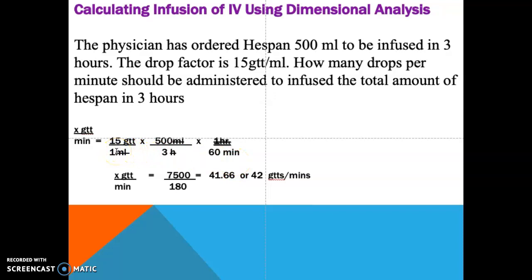So if you multiply 15 by 500, that will give you 7,500. And then you have 60 times 3, that will give you 180. If you divide 7,500 by 180, your drops per minute will be 41.66. Because 6 is greater than 5, you round it up to the next whole number, so you can program your IV pumps. So we'll round this up to 42 drops per minute.